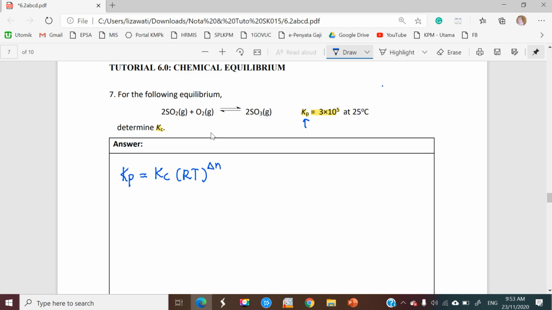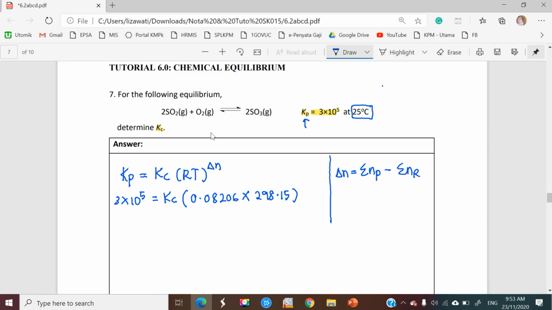(RT)^Δn. So substitute the Kp value. Kc is what we want to find out. R is equal to 0.08206, and the temperature you have to convert from degrees Celsius to Kelvin, 298.15 K. And for Δn, remember, Δn is the sum of moles of product minus the sum of moles of reactant. Okay, moles of product we have 2. Okay, 2 minus 2 plus 1 is equal to 3. So, Δn is equal to -1.